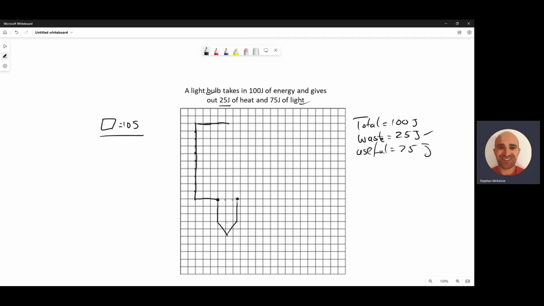Next step, I'm going to carry on my useful line until it goes past this waistline, and then I'm going to see what the width of that I would like it to be. The useful is 75 joules, so I'm going to count down 1, 2, 3, 4, 5, 6, 7.5. And I'm going to draw my line in there.